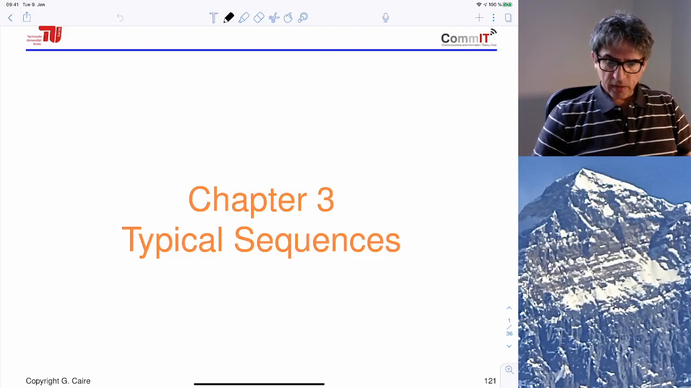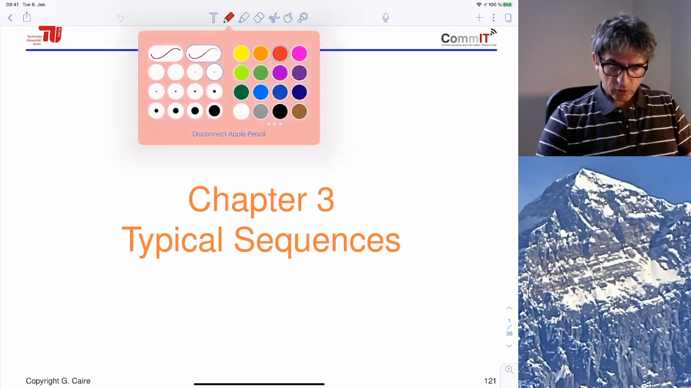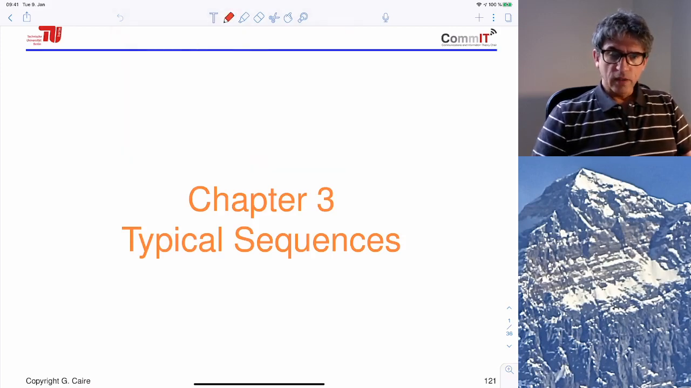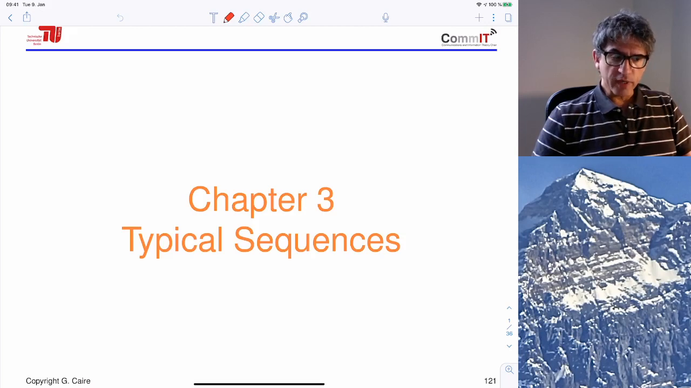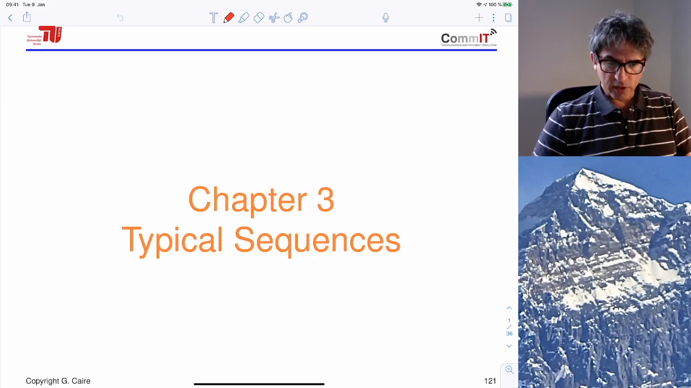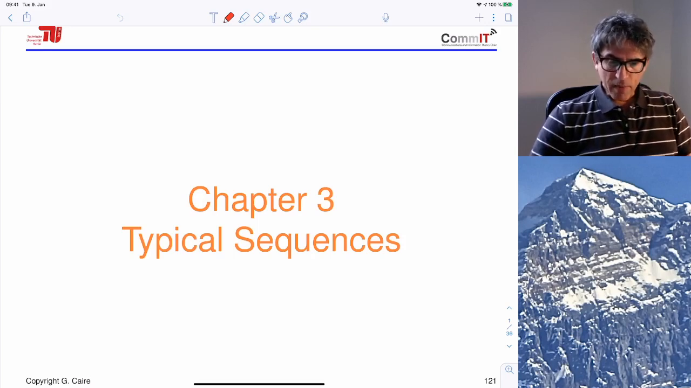In this chapter, we are going to introduce an important tool, which is the tool of typical sequences, which will be very useful in proving theorems like the channel coding theorem and the source coding theorem for a certain class of channels and sources, in particular for memoryless channels and memoryless sources.